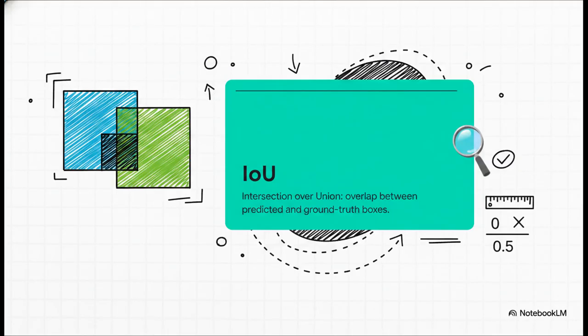First up is IOU, which stands for intersection over union. Honestly, this is the absolute most important metric in object detection. It strictly measures the overlap between the bounding box your model predicted and the actual ground truth box. The math spits out a score from 0, meaning absolutely zero overlap, to 1, meaning it's a perfect match. By industry convention, if your IOU is greater than 0.5, we generally consider that a true positive detection.